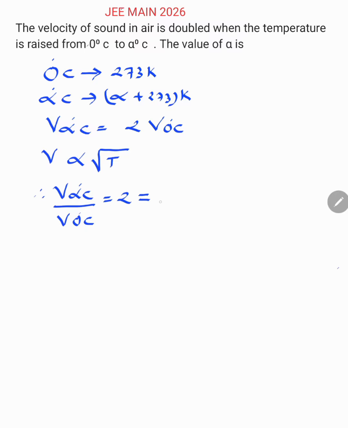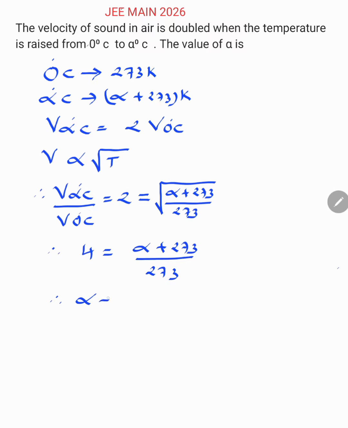Now take the ratio of temperature. So 2 is equal to root of alpha plus 273 upon 273. Taking square on both sides, 4 is equal to alpha plus 273 upon 273. So alpha plus 273 is equal to 4 into 273, that is 1092. So alpha is equal to 1092 minus 273. So alpha is equal to 819 degree centigrade.